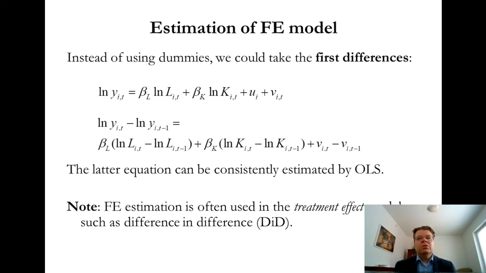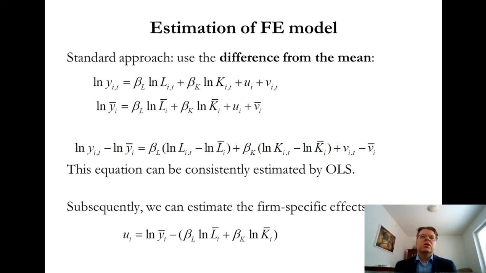In this course, I don't go into so much detail on this kind of applied econometrics techniques like difference in differences and other treatment effects models. There are other courses where you can learn about that. That would fall under the theme of applied econometrics. Okay, so coming back to the fixed effects model, if differencing is not the way it is estimated, then how is it actually estimated?